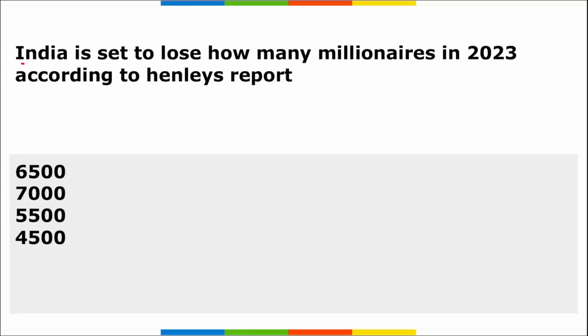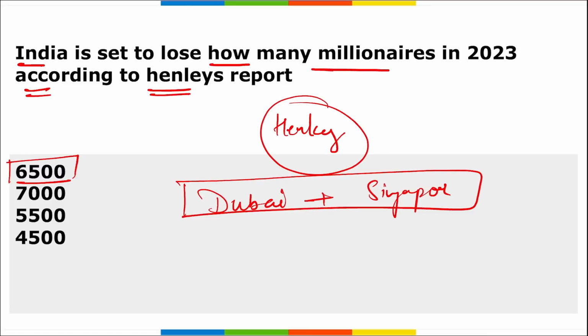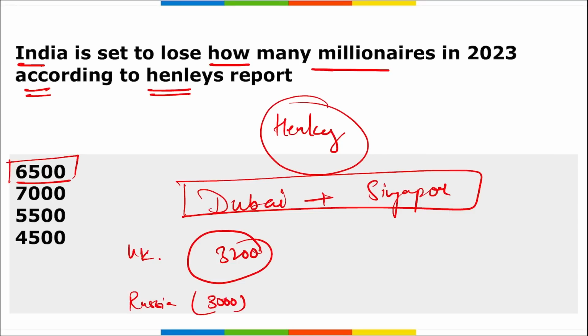Right? Next, India is set to lose how many millionaires in 2023 according to the Henley report? Recently, Henley released a report and stated that almost 6,500 Indian millionaires are expected to leave India. That means they will go to different parts of the world, and for them, Dubai and Singapore are among the best locations they are looking for. Correct? India will be followed by the UK with almost 3,200 millionaires leaving the country. Then third is Russia, where almost 3,000 high net worth individuals or millionaires are leaving their country to move to different parts of the world.